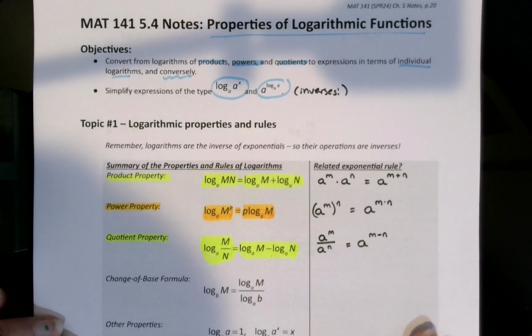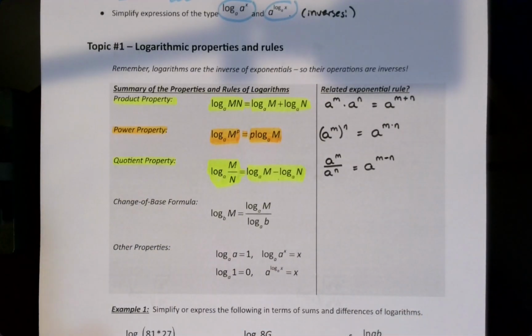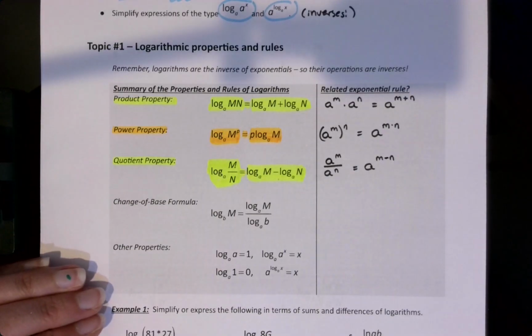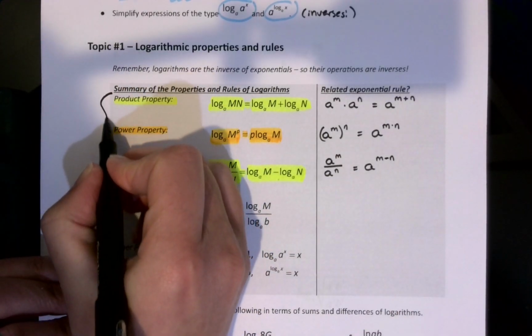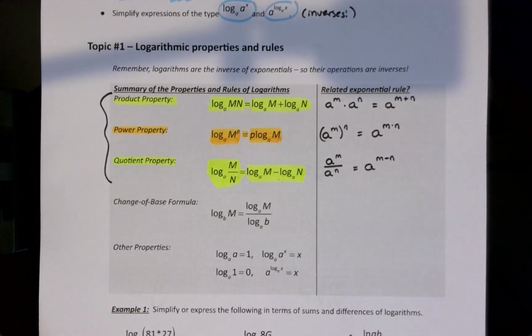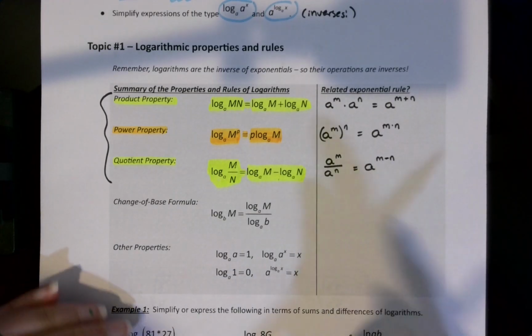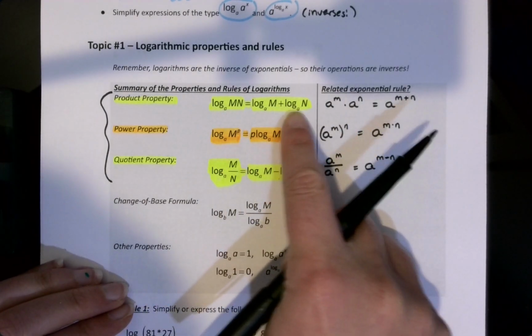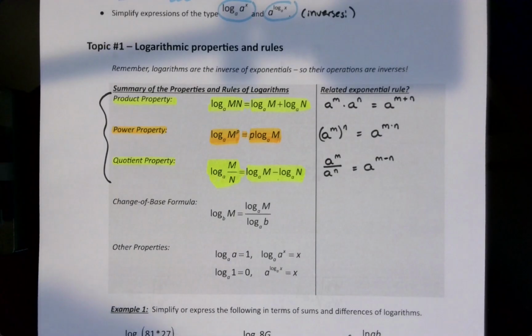All right. These are really the main properties that we see right here, the product, power, and quotient properties. These are the properties that tie into expanding and compressing a logarithm. The bottom two are going to be a little separate, so let's take a look at these.